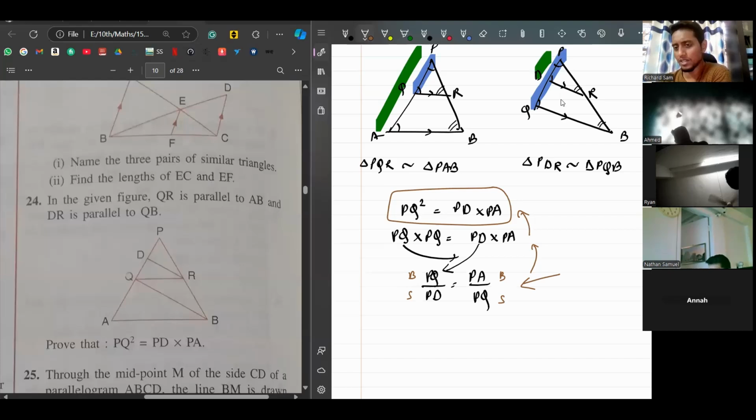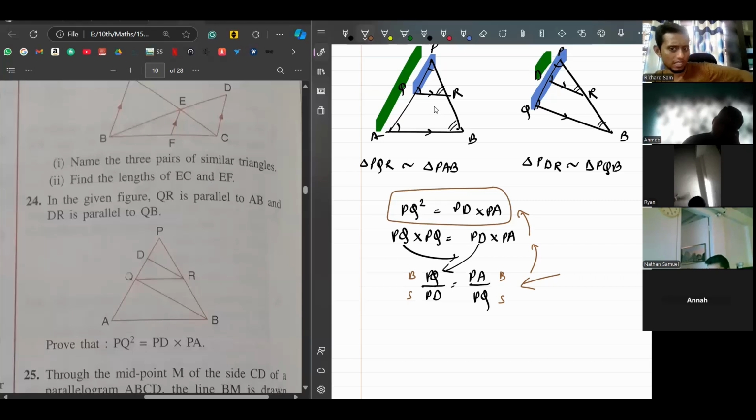The thing is, these two triangles are similar to each other, that is PDR and PQB. And here these two triangles are similar to each other. But one triangle from the right side is not similar to one triangle from this side. And the relationship is like that.